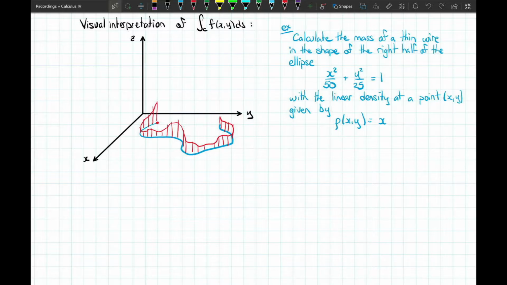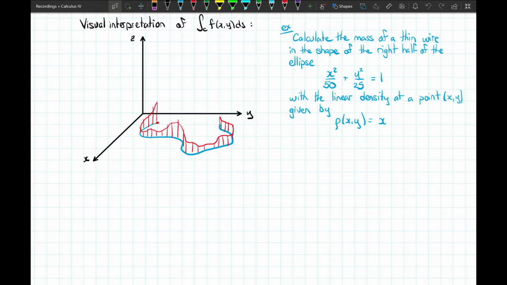So we've got a thin wire in the shape of the right half of this ellipse, x squared over 50 plus y squared over 25 equals 1. We want to find its mass, and we're given the linear density function where the linear density at a point (x, y) is simply equal to x. Now, this is the right half of an ellipse, so really we're saying that the density of this wire increases the farther away from the y-axis we are. Okay, well, we can handle that.